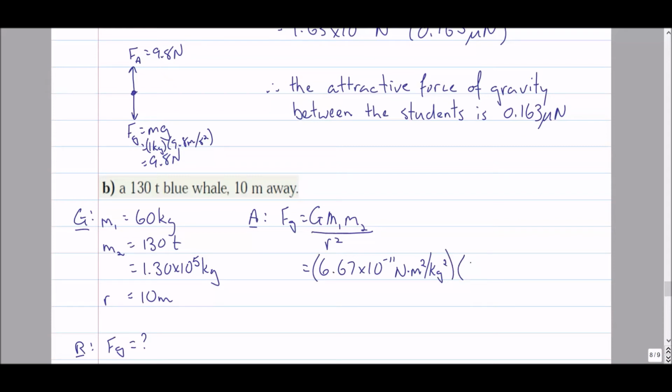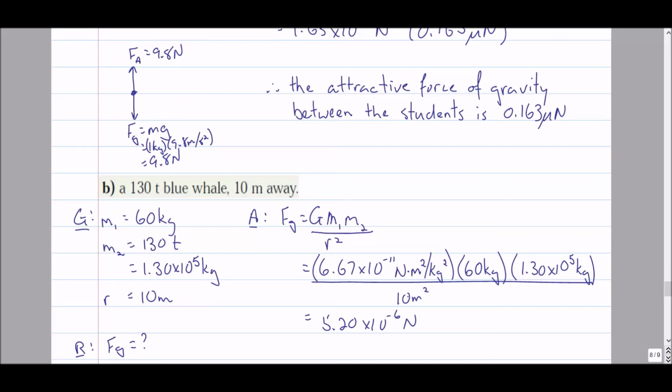I'm going to multiply that by 60 kilograms again. I'm going to multiply that again by 1.3 times 10 to the power of 5 kilograms. I'm going to divide that by 10 meters all squared, and I end up with an attractive force of 5.20 times 10 to the power of minus 6 newtons.